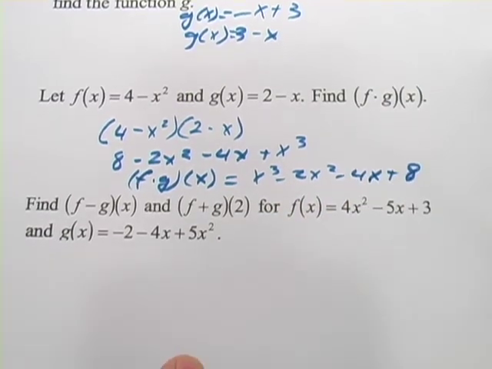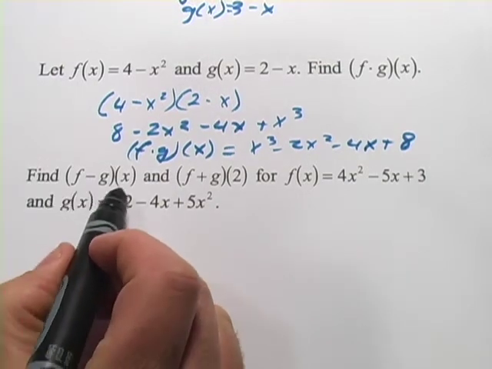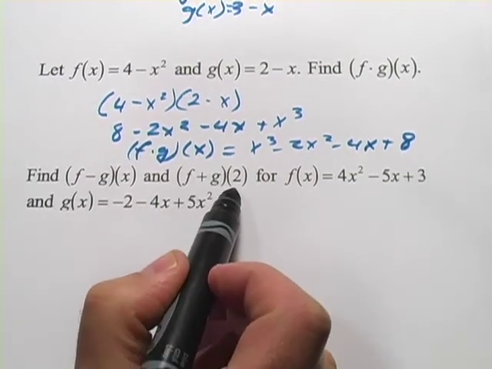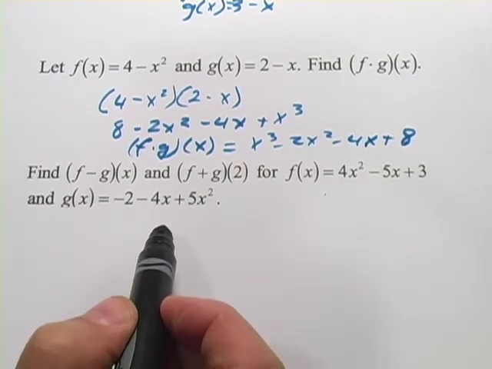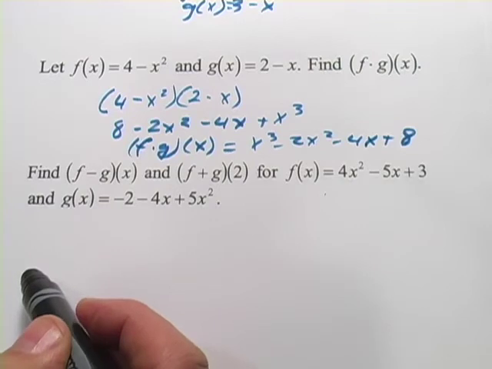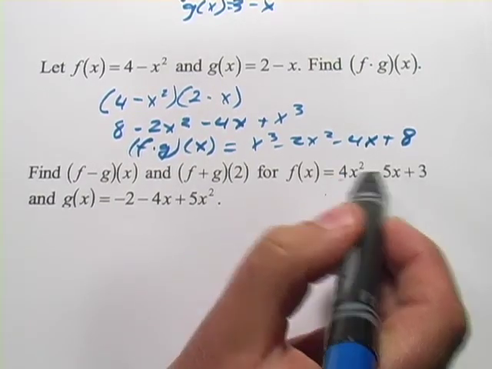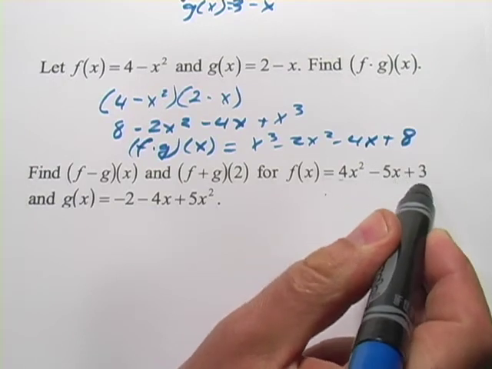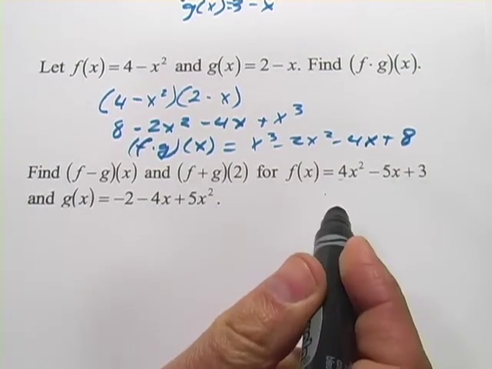All right, one more. This one looks complicated. It says find f minus g of x and f plus g of 2 for f of x equals this and g of x equals this. So let's find our f minus g of x first. What I'm going to do here is, I notice for each of these functions I've got an x squared term, an x term, and a number term, and nothing else. So I'm just going to take it a piece at a time.